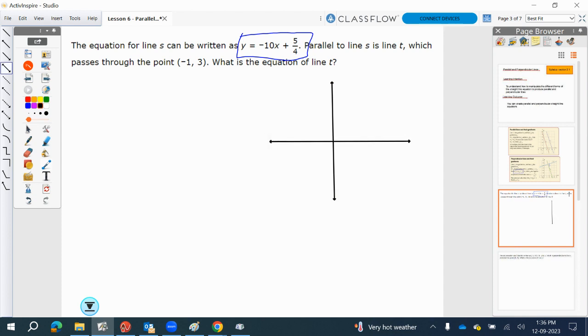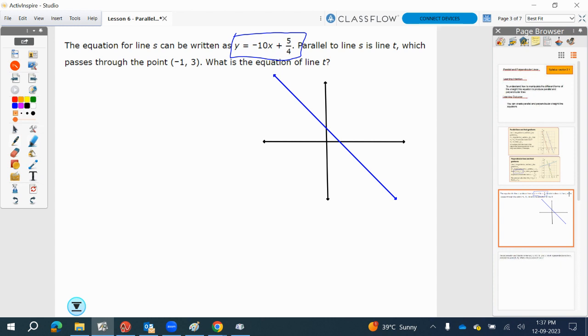Sketching the problem, we start off with line S. We can see the y-intercept constant in this one. It's going to go through 5 over 4, which is 1.25, so it'll go through somewhere here-ish. And then the gradient is negative, so it's going down. We can sketch that like this. This is the line S. We know it passes through this point here, which is 0, 5 over 4. We need to find a line that's parallel to it that passes through this point. So -1, 3 might be here-ish.